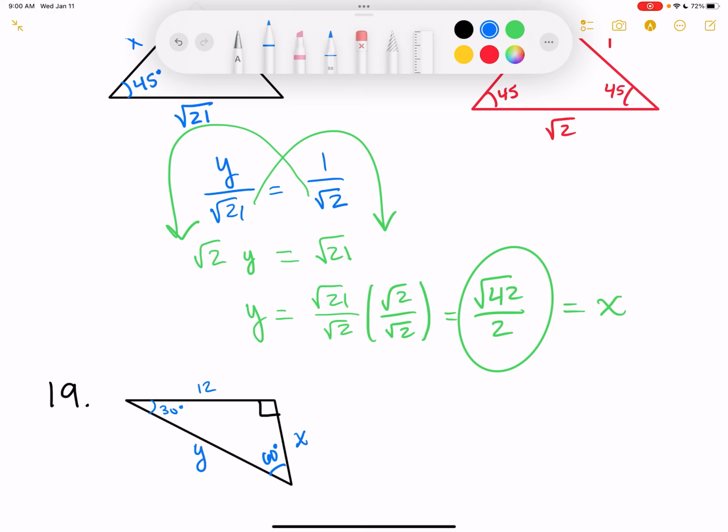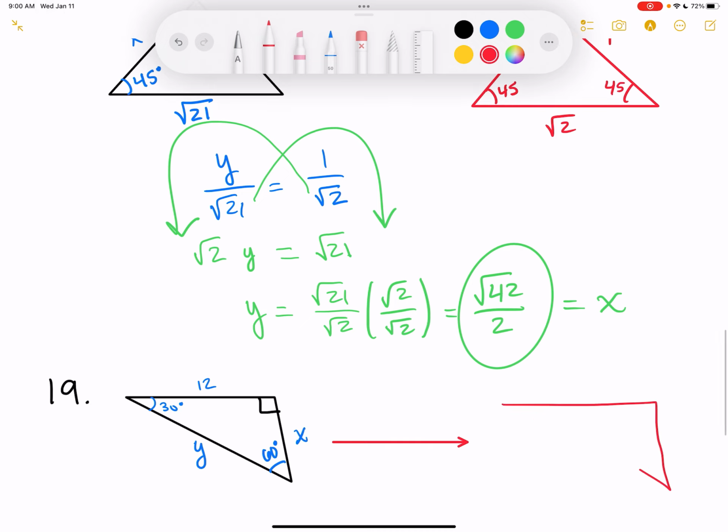So I'm going to do the same thing. I'm going to do a comparison triangle just so that I can see it. So I'm going to set up another one. That's a 30, 60, 90.